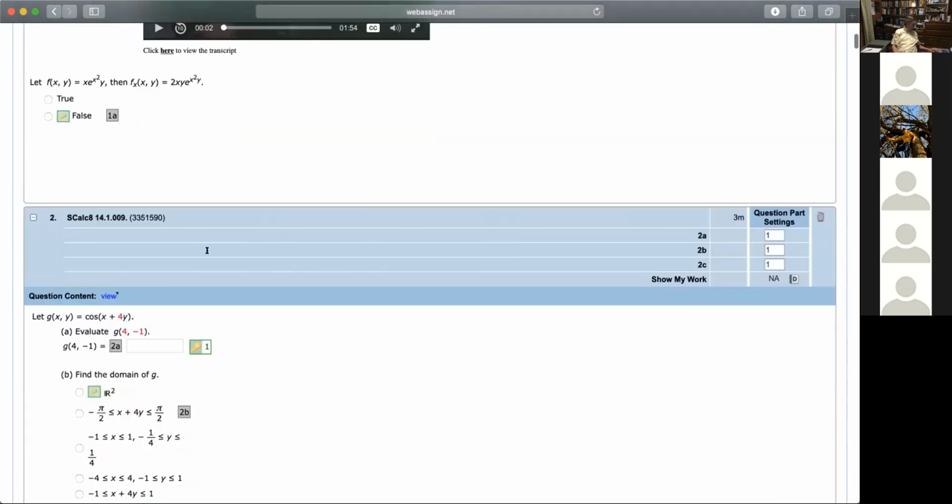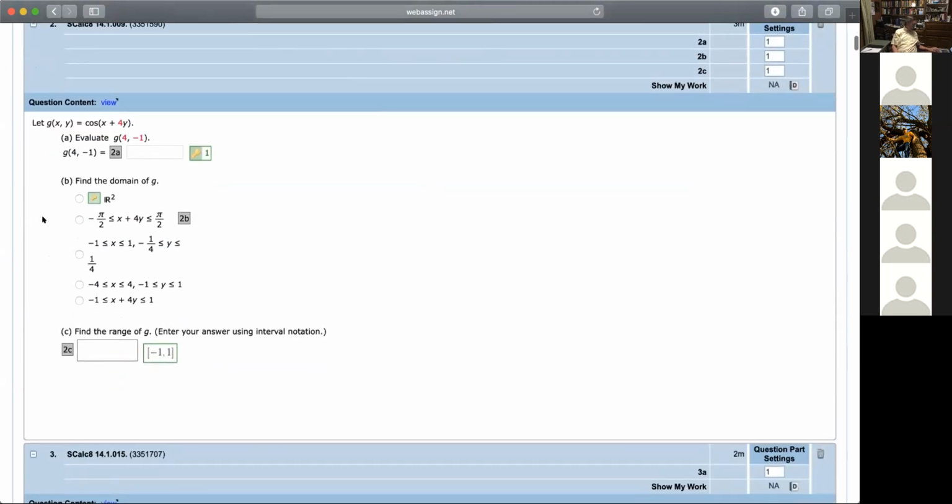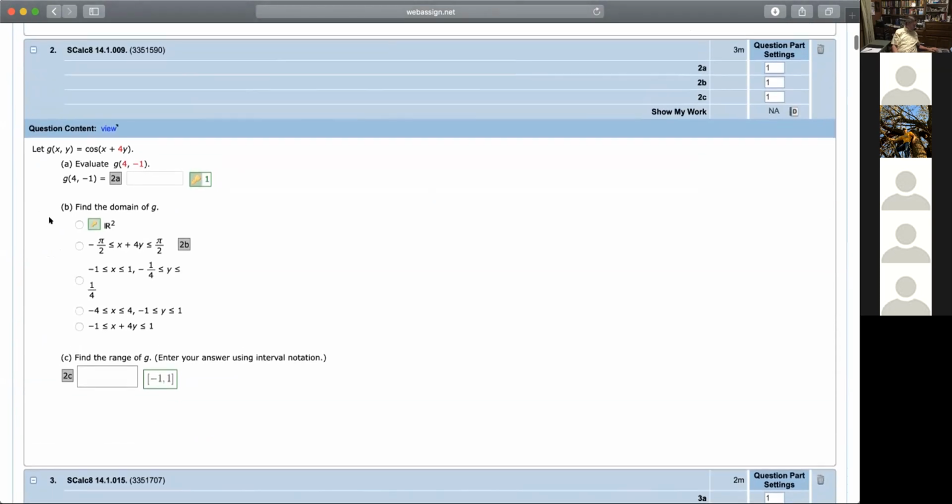So let's talk about these particular things here. This is problem 2. Just real quick, what are you supposed to see here now? Well, again, they're all real valued. I see a cosine and I see an inside. This is a composite.